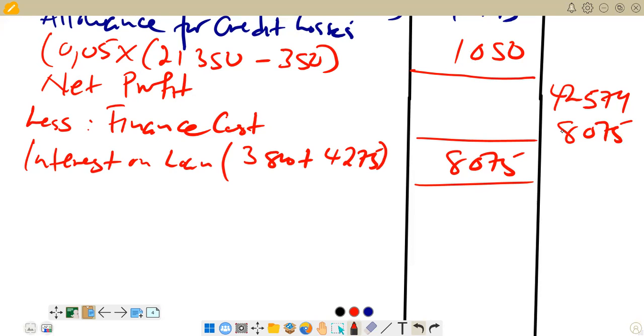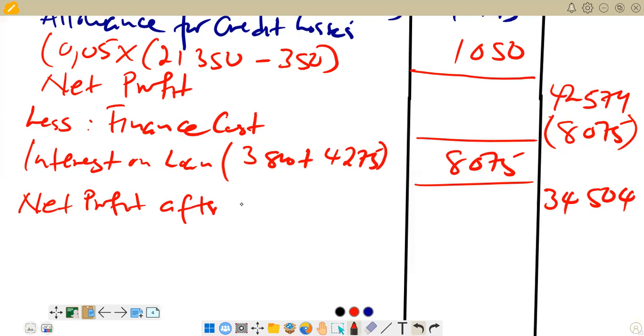Right. This is what we have. And then we now say 42,579 minus 8,075. The figure that we are supposed to get there, we put it in brackets because we're subtracting. The figure that we are supposed to get there is 34,504. So this figure, what do you call it? It's also our profit. So it's our net profit after interest expense. Right. This is what we have.